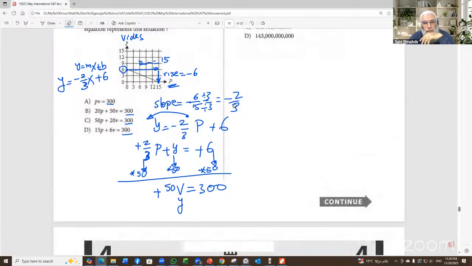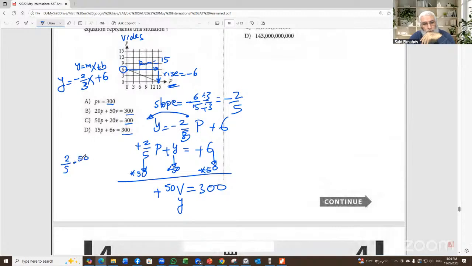This is 2 over 5. 15 divided by 3 is 5. So this should be 5, and this should be 2 over 5 multiplied by 50. 50 divided by 5 is 10, so 2 times 10 is 20. So 20p. The option with 15p is incorrect. So 20p plus 50p equals 300.